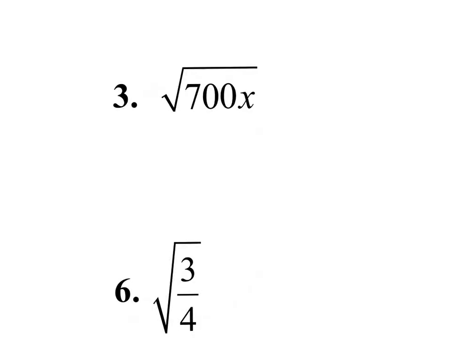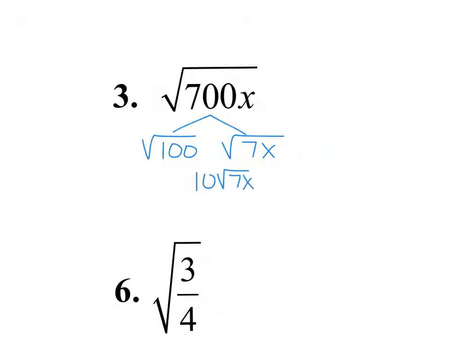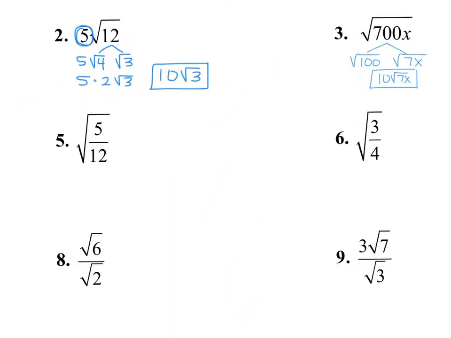How about this one? What perfect square is 700x divisible by? 100, right? So if I break this down, the perfect square is 100. The one that is not a perfect square, what are we left with? Not 7. 7x, right? So this is going to become 10 times the square root of 7x. 10 times the square root of 7x, or 10 rad 7x, is the same thing. Okay? Rad, radical, square root, same thing. So far, so good?